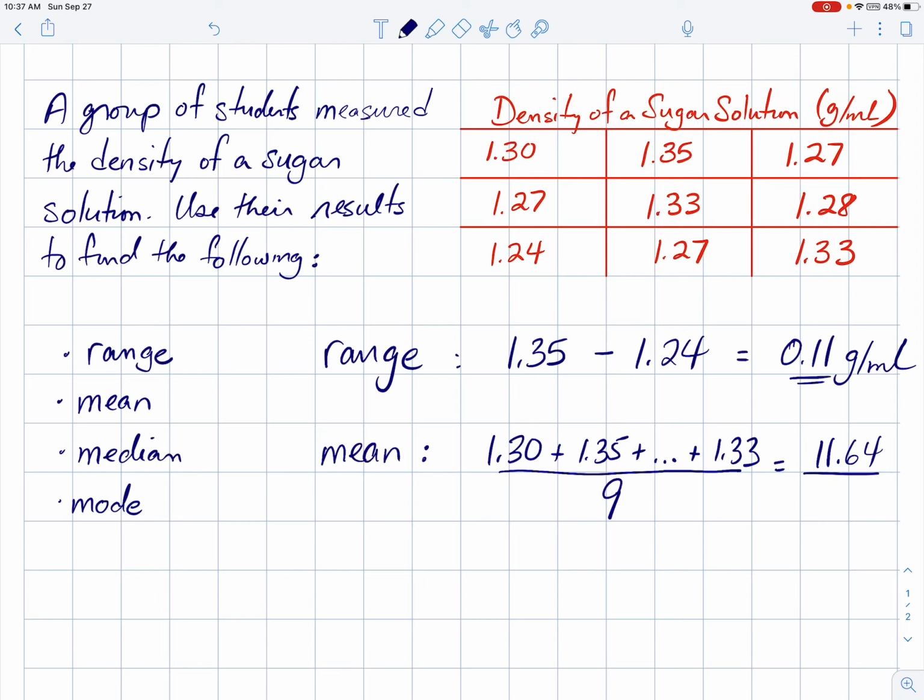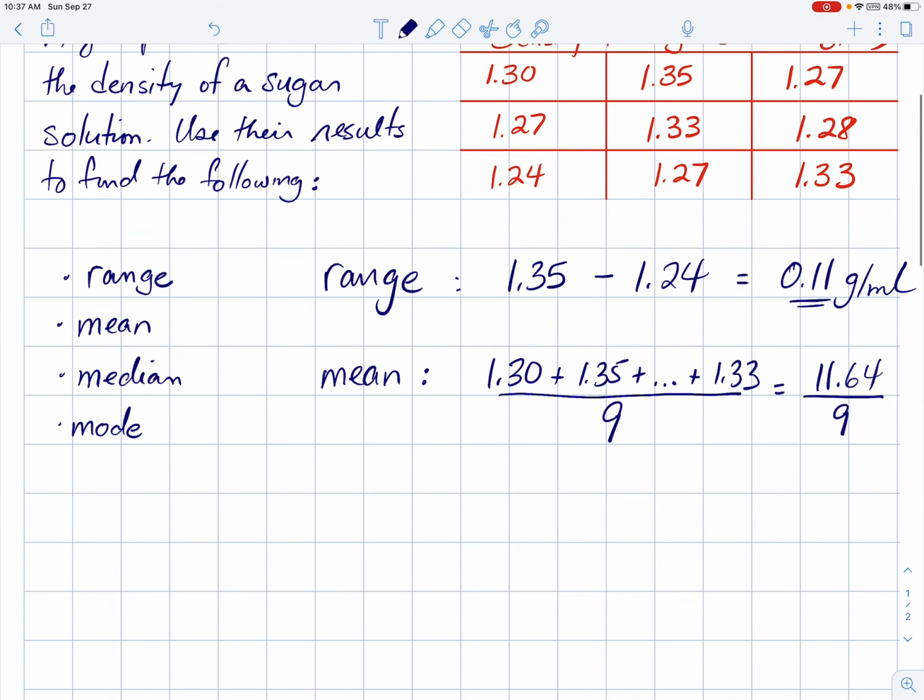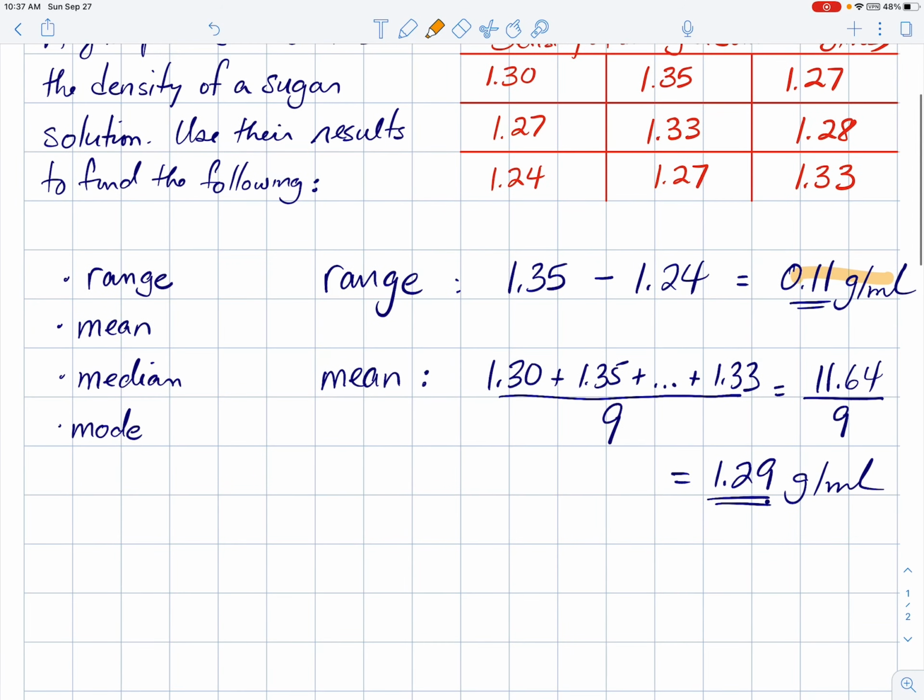Remember, when adding together measurements like this, again, we keep the number of decimal places in the answer as the same as the number that had the fewest decimal places in the measurements being added. In this case, all the measurements had 2 decimal places, so we're keeping 2 decimal places there. And we divide by 9. So 11.64 divided by 9, and I get a mean value of 1.29 grams per milliliter.